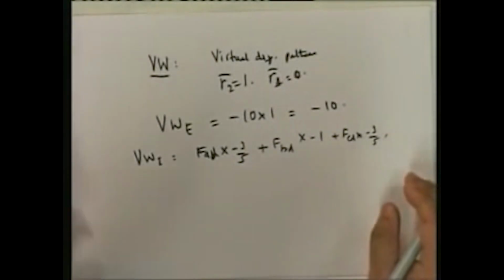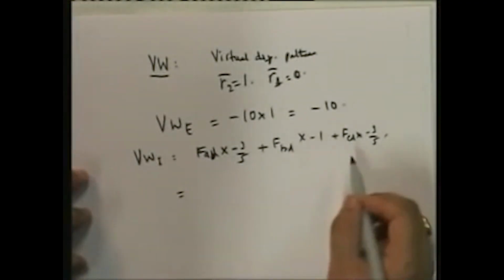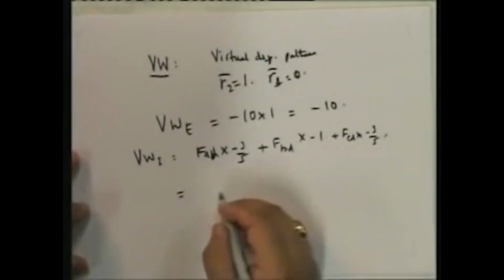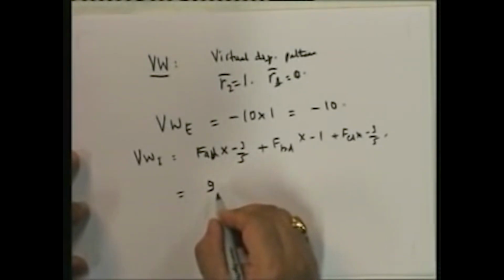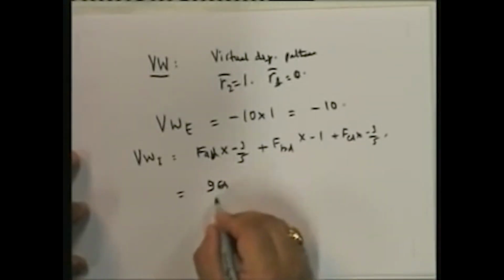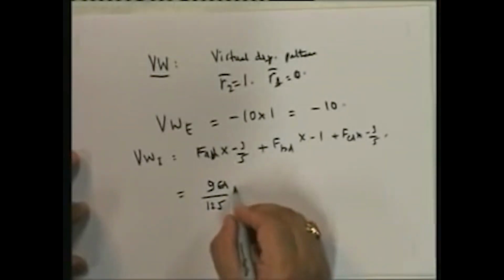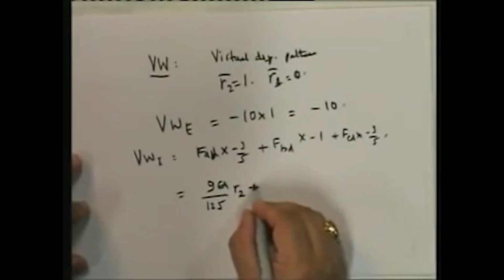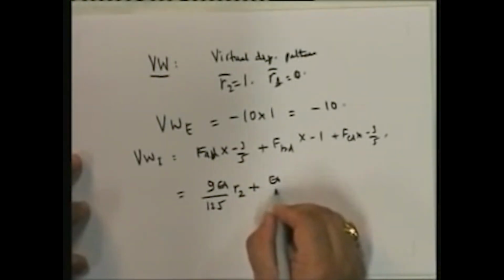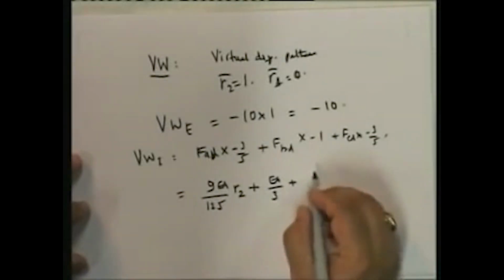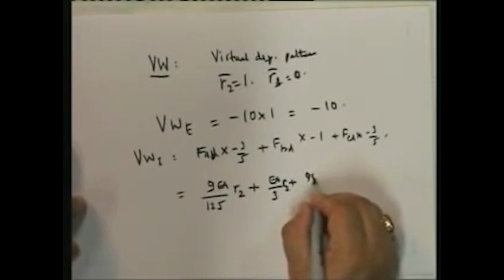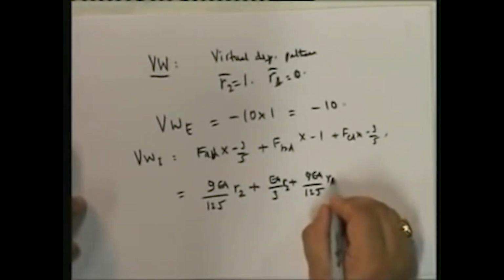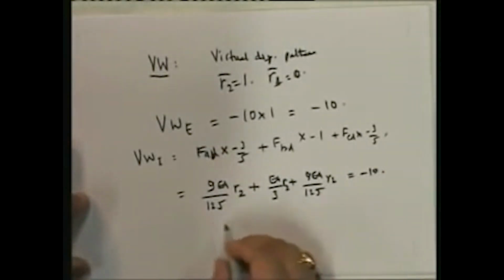Okay, so if you look at this one, we will see that the positive and the negative will cancel out, and what we will be left with is 9 EA by 125 R2 plus EA by 3 R2 plus EA by 3 R2 plus 9 EA by 125 R2 is equal to minus 10, and so this is going to give me R2.